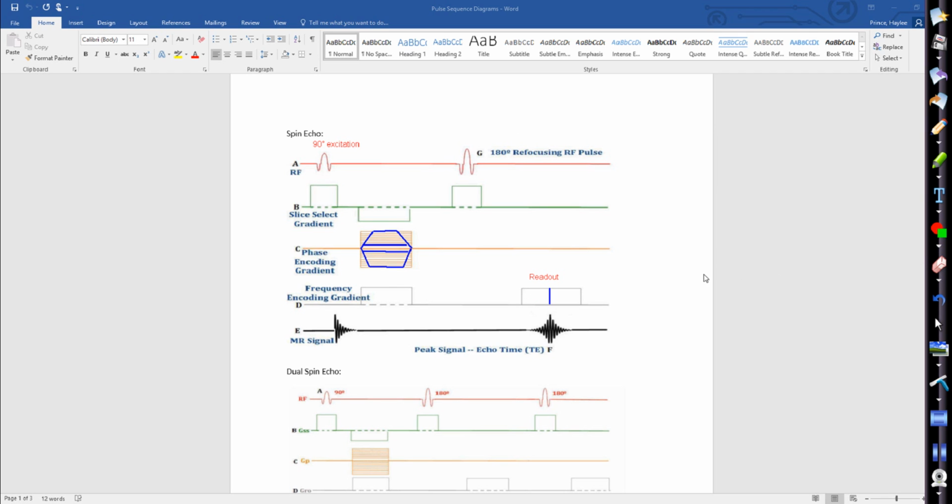So the first portion is going to be our rephase. Our second portion is going to be our dephase. So make sure to put that on there.